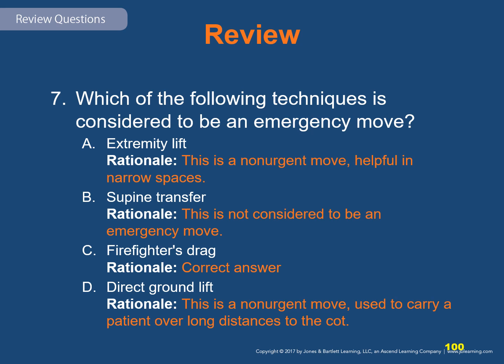So the extremity lift is incorrect here because it's a non-urgent move, but it is helpful in narrow spaces. Supine transfer is not considered to be an emergency move. So the firefighter's drag is the correct answer. And a direct ground lift, that's a non-urgent move. It's used to carry a patient over long distances to a cot.